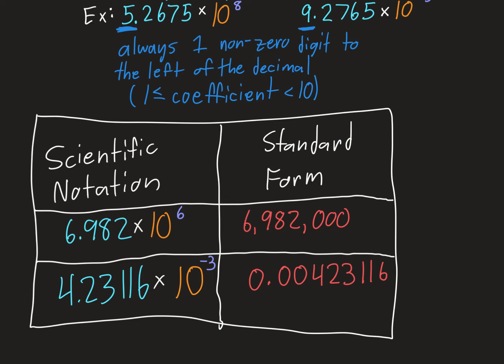Does this make sense? Well, when you multiply by a number, it gets bigger. In the top problem, our number did get bigger. Our coefficient of 6.982 became 6,982,000. And in the bottom number, when our exponent was negative, so when we were dividing by a number, our coefficient of 4.23116 got smaller until it's a decimal, 0.0042316.